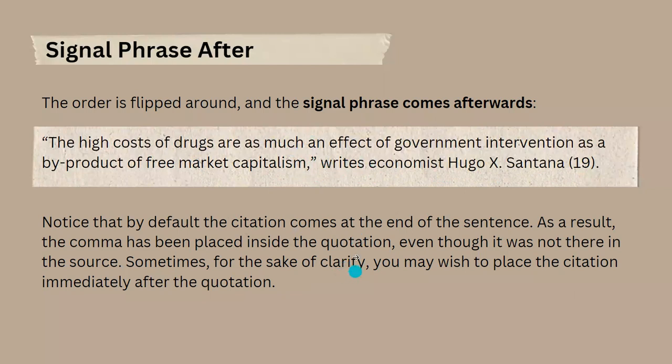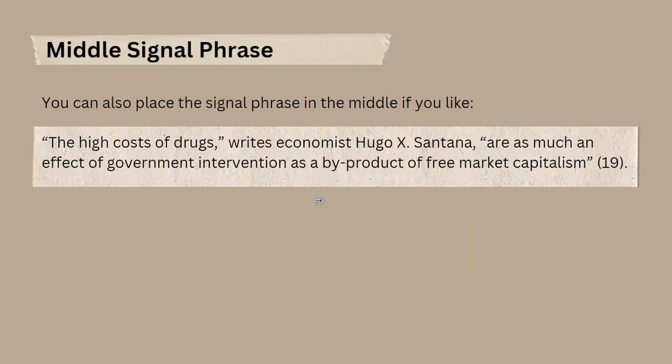Sometimes, for the sake of clarity, you may wish to place the citation immediately after the quotation. Make sure your signal phrase and the quotation form a complete sentence. While you are free to experiment in academic prose, the default is to place your signal phrase before the quotation. Otherwise, your reader won't immediately know what to make of the quotation and has to wait for an explanation. You can also put the signal phrase in the middle of the quotation if you would like.